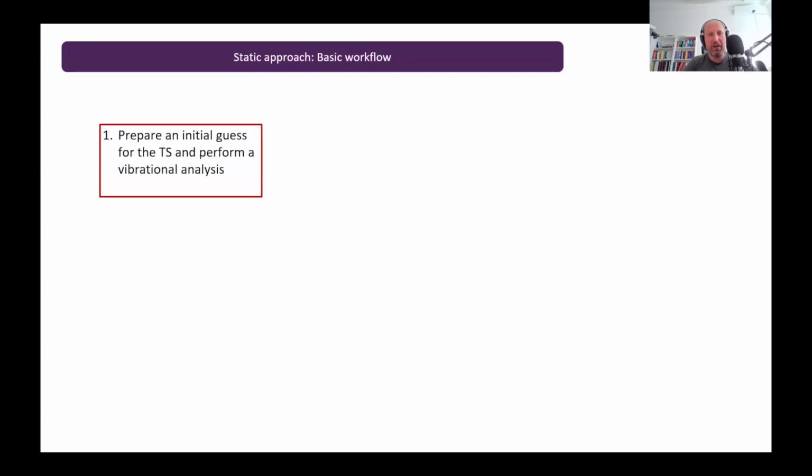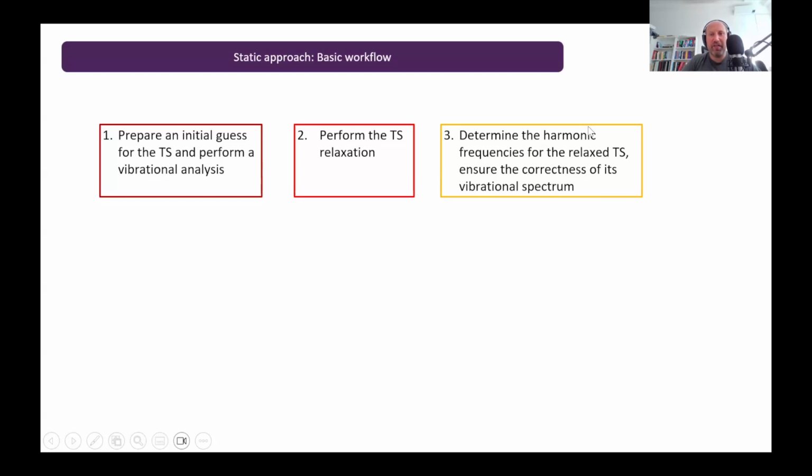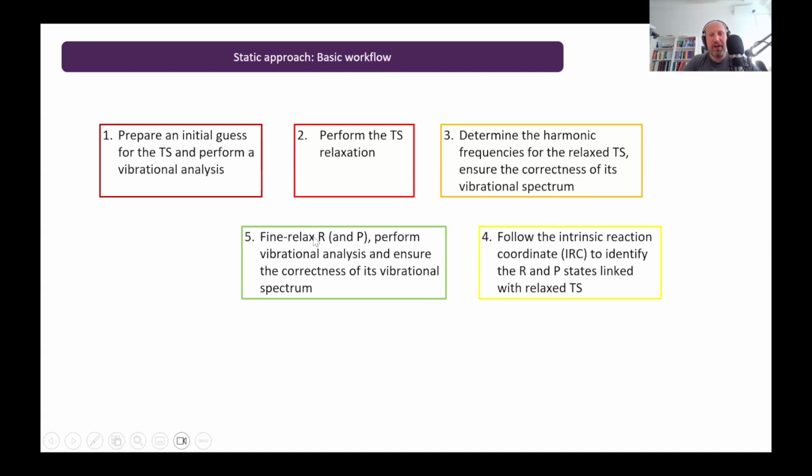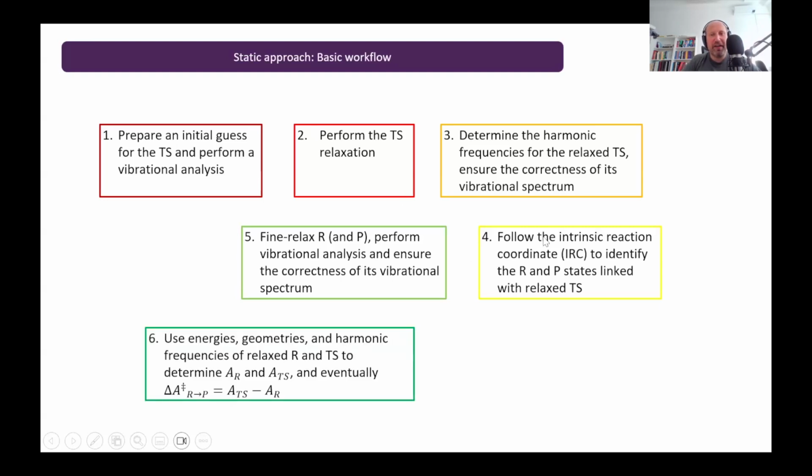This is my basic workflow that I use in my calculations. I always start from the transition state, and this is what I recommend to you too. I start by preparing some initial guess for my structure and perform vibrational analysis to prepare a setup for my transition state relaxation. I relax, perform vibrational analysis again, and confirm that the vibrational spectrum is correct. If this is not the case, I take some measures to correct the spectrum. Then I follow intrinsic reaction coordinates to identify the stable states linked with that transition state. Next, if needed, I relax what I find in step 4 and perform vibrational analysis for that. Finally, I use the data accumulated in previous steps, energies, geometries, and harmonic frequencies, to determine free energies of reactant and transition state. From the difference between the two, I compute the activation free energy.